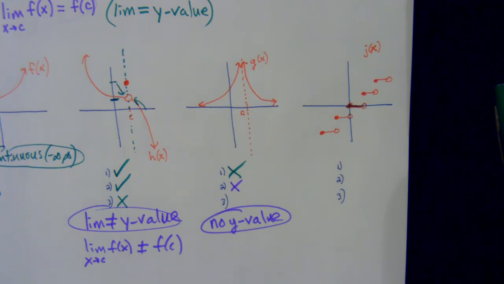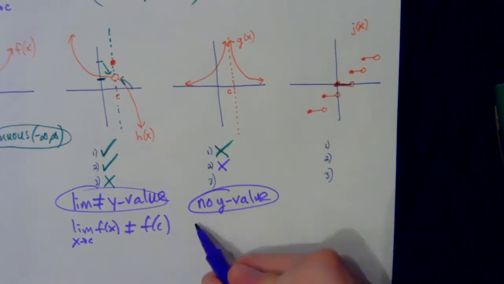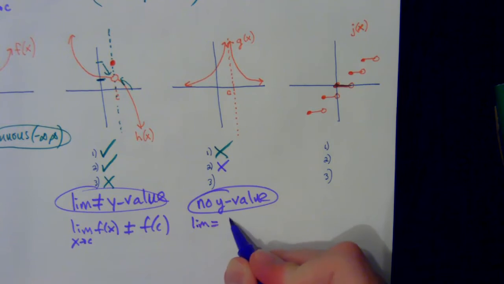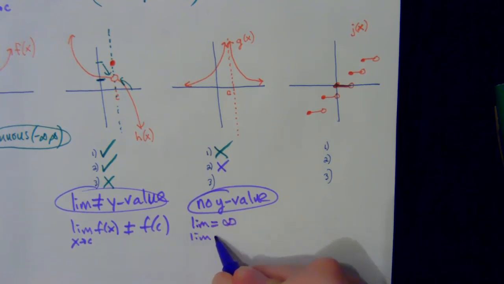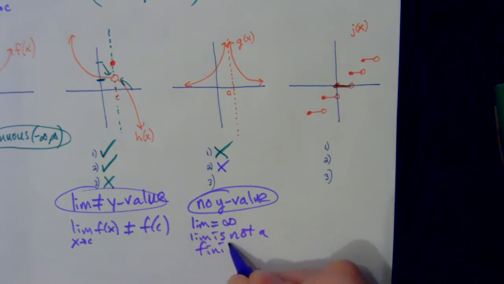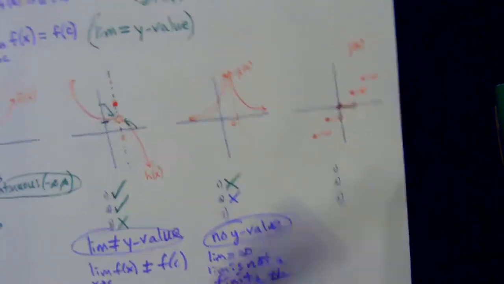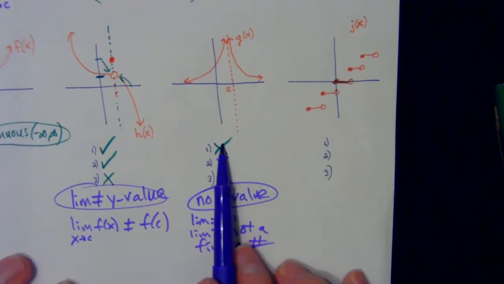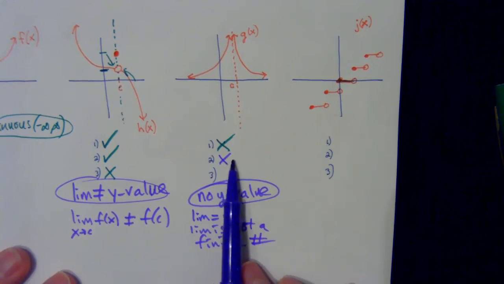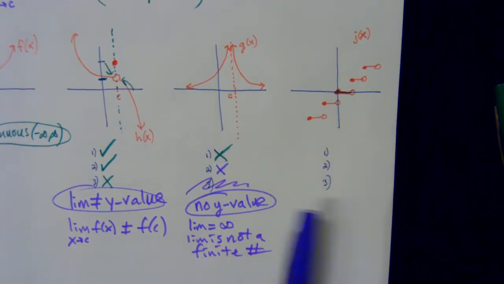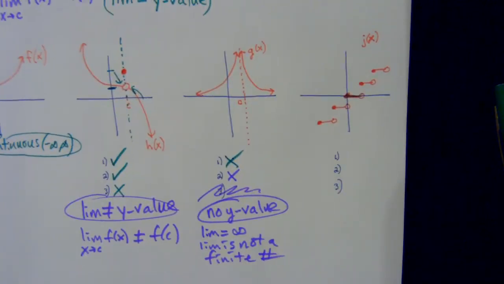So an additional reason that you could have given me, you just got to give me one. But if you didn't give me this reason, you could have written down the limit is equal to infinity, or you could have written down the limit is not a finite number, because that is going with your formal definition of continuity. Now, if you don't have a y value, then it doesn't really make sense to ask ourselves whether the limit is not equal to the y value. So you couldn't really use that as your reason right there.